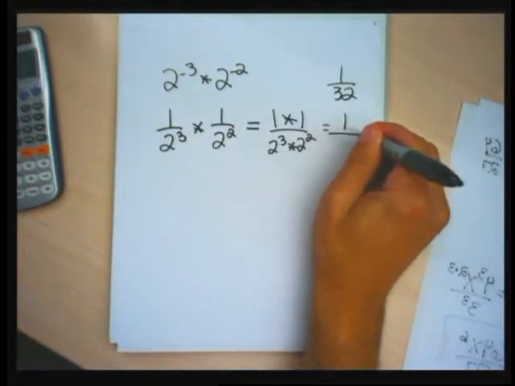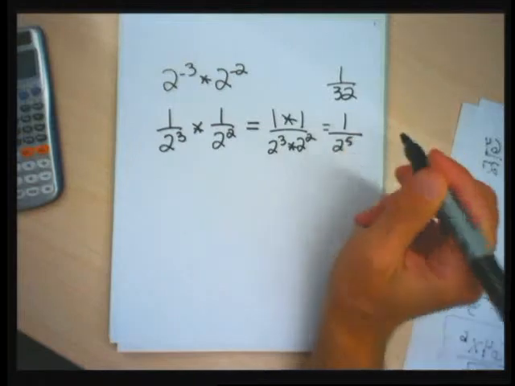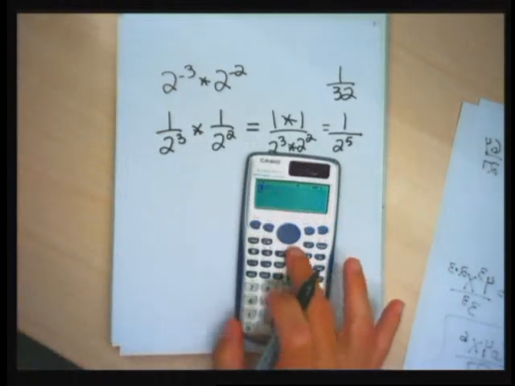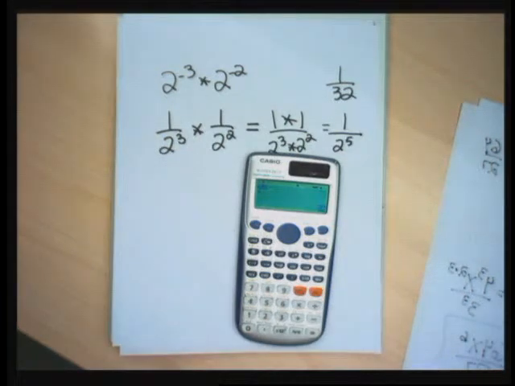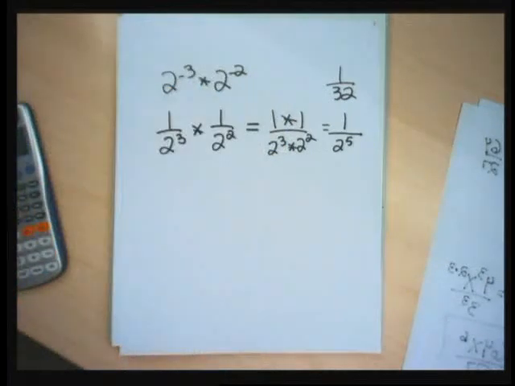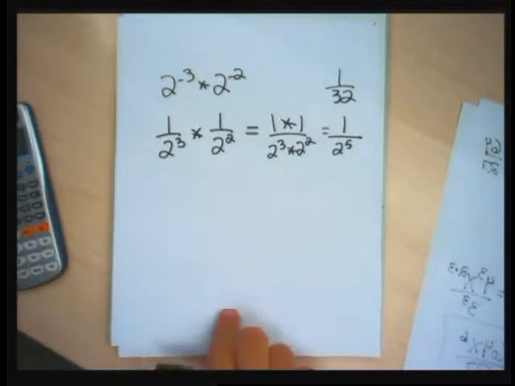The denominators are also easy. If I'm multiplying terms with the same base, I add the exponents. So I get 1 over 2 to the 5th, and that 2 to the 5th is 32, so that's 1 over 32. That's how I could do this problem and get it reduced to a problem with positive exponents, which is the answer my calculator gives me. This is how I could do it without my calculator if I knew 2 to the 5th was 32.